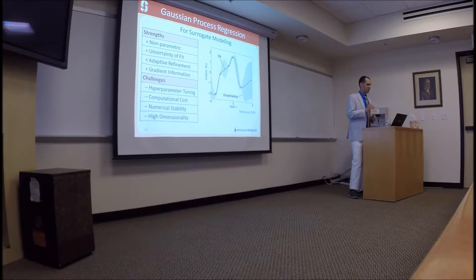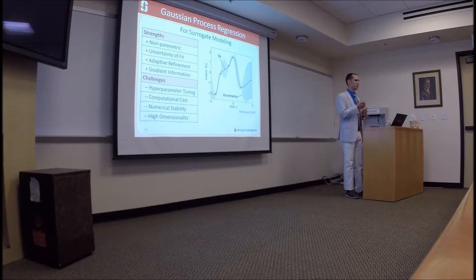In terms of challenges, Gaussian process regression has a small set of parameters called hyperparameters that need to be tuned. Typically, these are chosen via an inner optimization problem, which can become very expensive in large dimension or with large amounts of data. Furthermore, Gaussian process regression can become numerically unstable in the presence of inconsistent or nearly co-located data. And finally, as I mentioned several times now, Gaussian process regression struggles in high dimensionality.